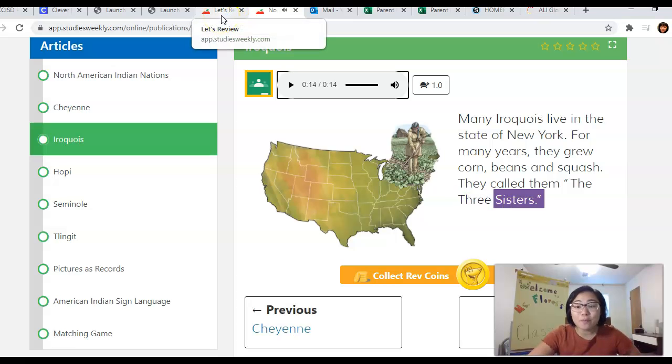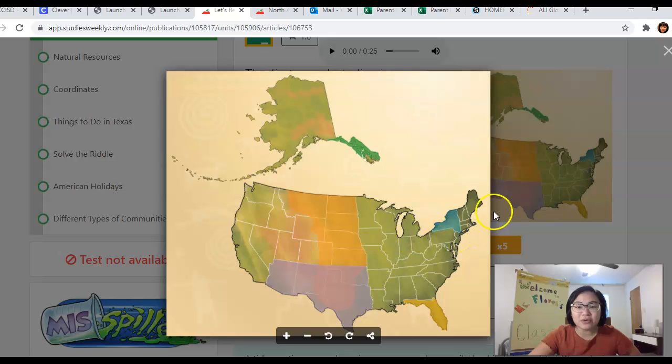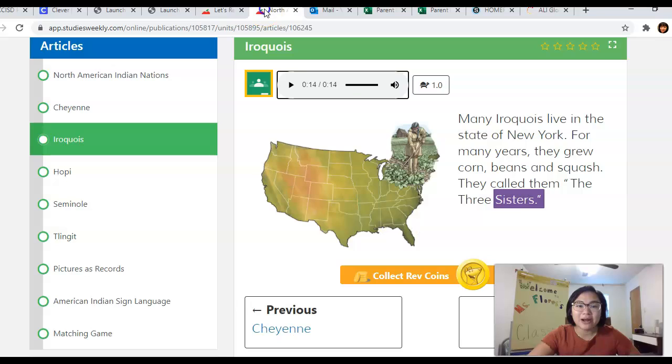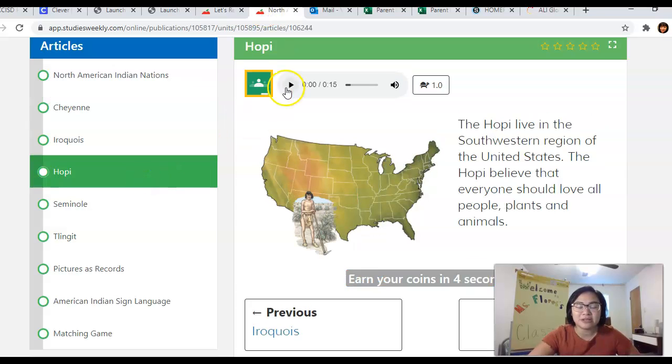So let's go ahead and go back to our original map. And where did the Iroquois live? They lived in this blue area right here, which is also the state of New York. All right, let's go ahead and look at our next Native American nation.